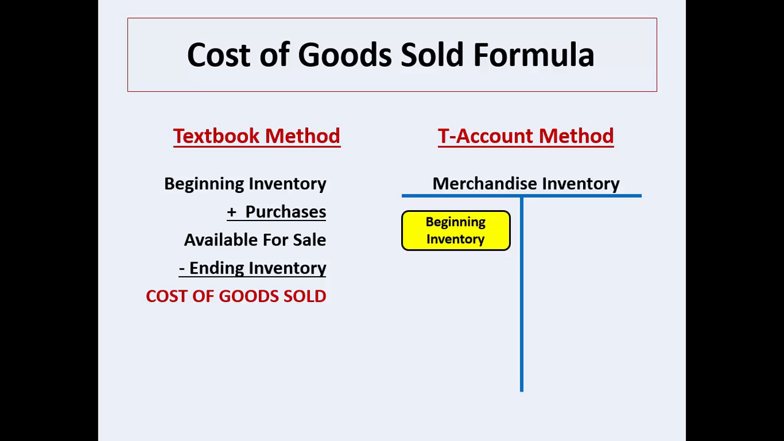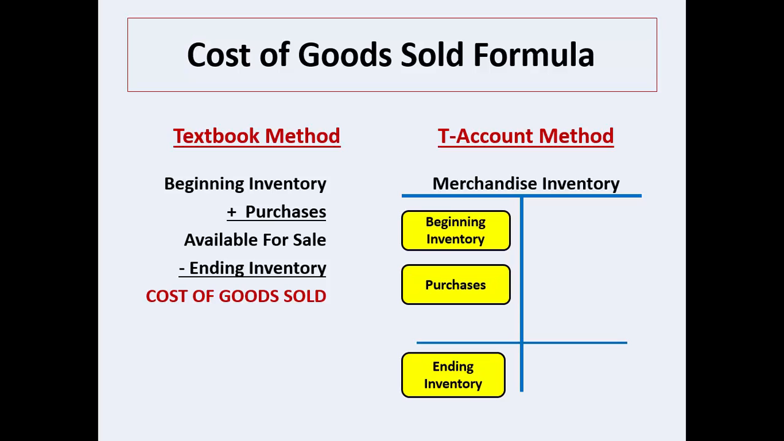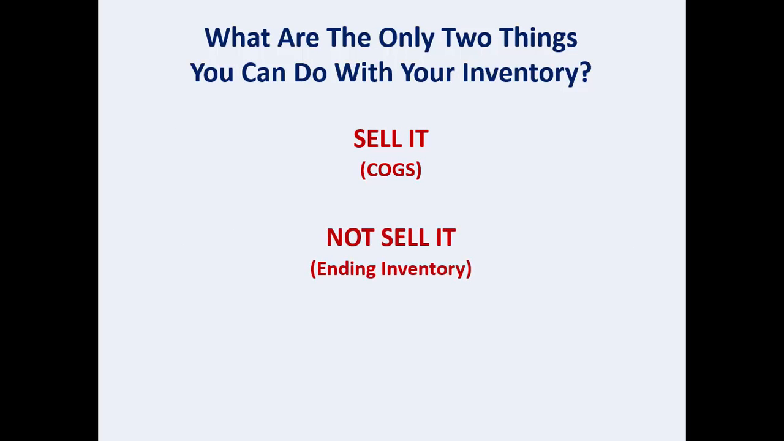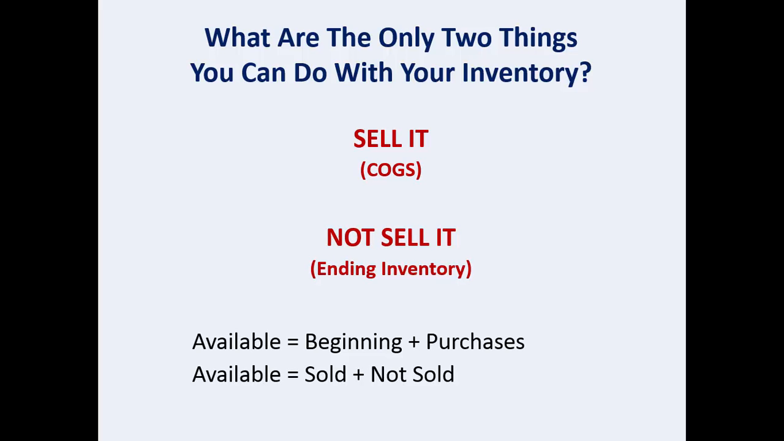But if you need a better visual, beginning inventory plus purchases, again, that's available. And if you don't sell it, it ends up in ending inventory. But if you do sell it, that's your cost of goods sold. What are the only two things you can do with your inventory? If you sell it, that's your cost of goods sold number. If you don't sell it, that's your ending inventory. So if you take these two numbers, it should equal the original available for sale. Important to remember because this is a good check figure.